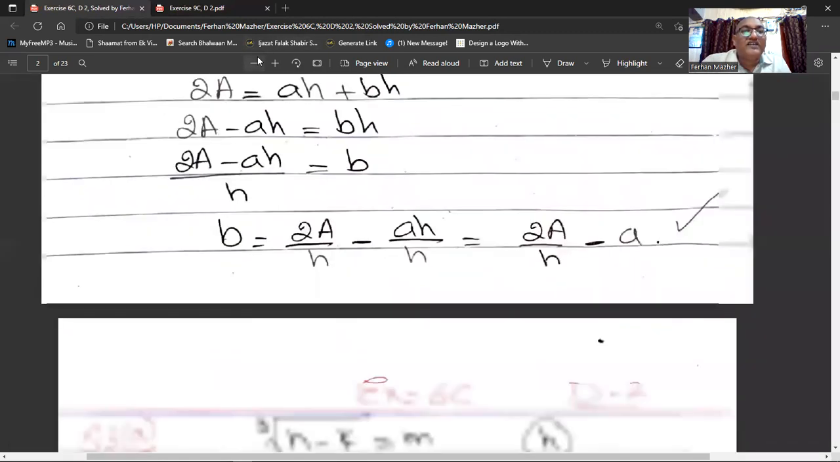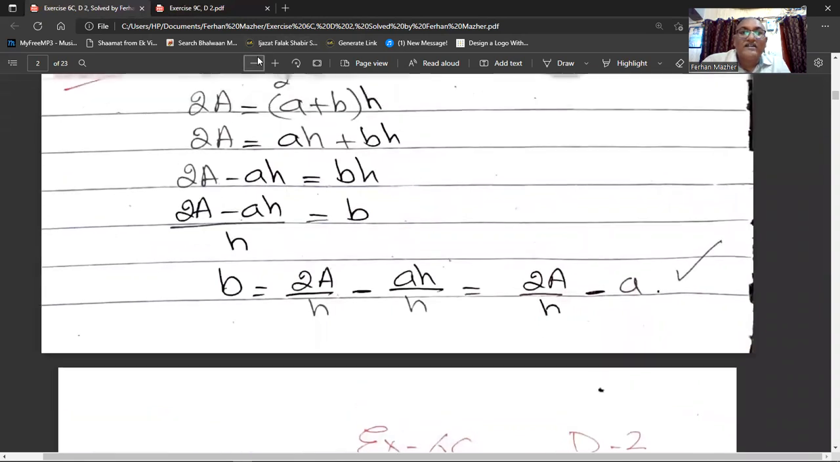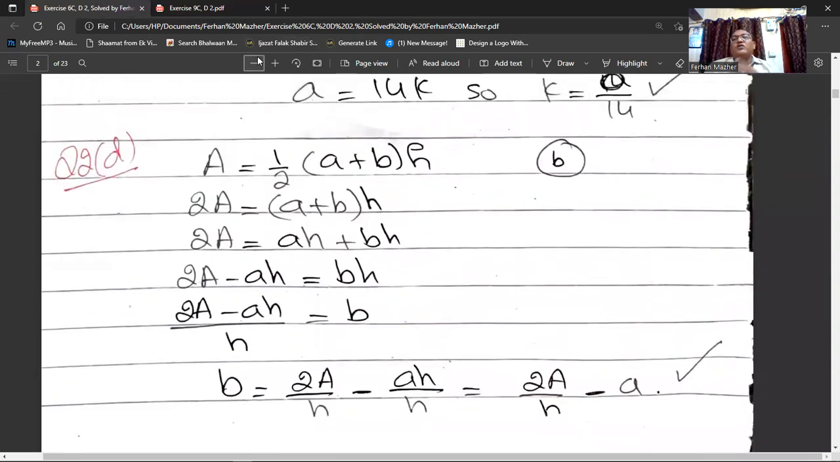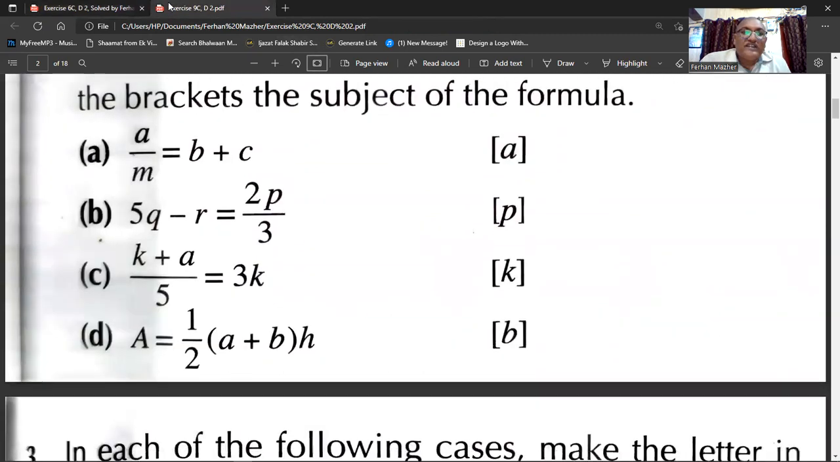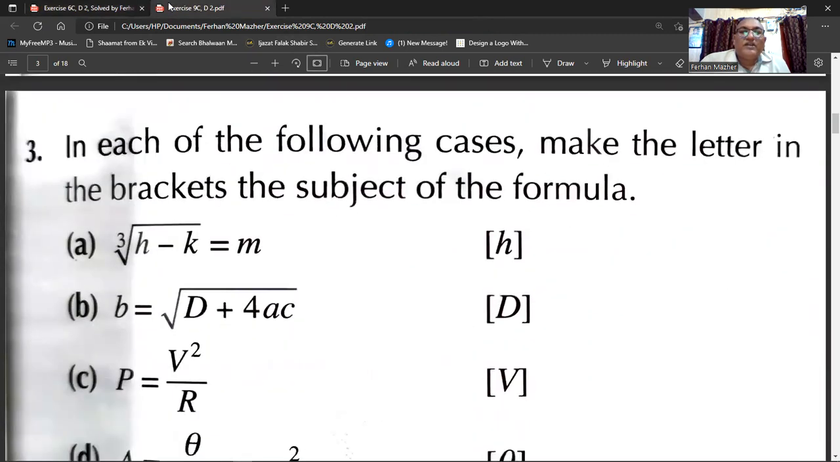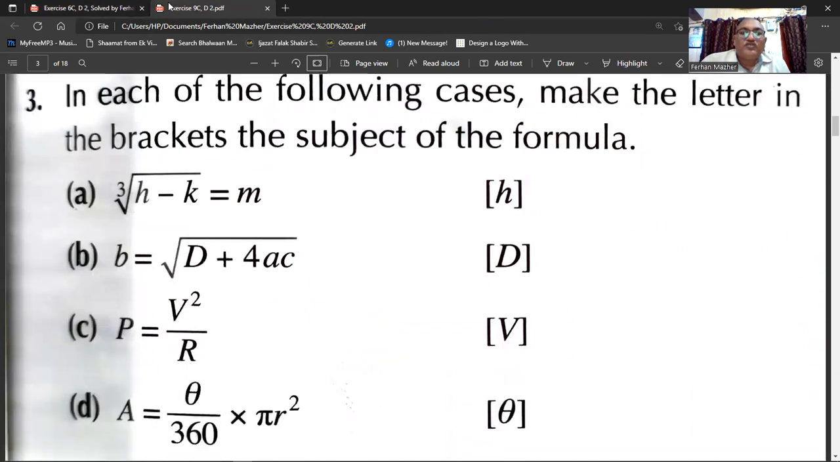Let me reduce the size so you can see the whole question together. Now, the full question is showing up on your screen, and I hope you understand question number 2, the D part. Okay, so we are going to the next question. The next question coming up on your screen is question number 3, and it also has different parts.